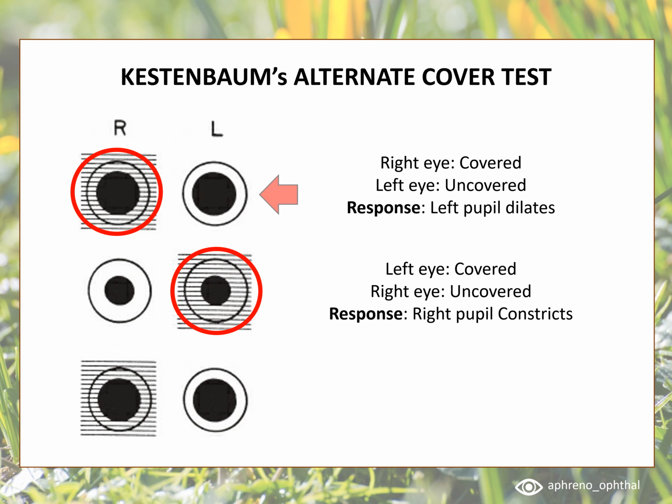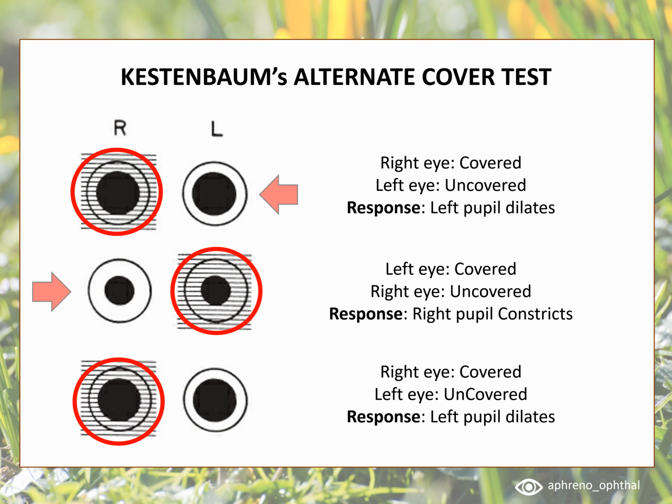When you alternate and cover the affected left eye, the uncovered normal right eye constricts. When you alternate again and cover the normal right eye, uncovering the affected left eye, the left pupil dilates. The greater the afferent pupillary defect, the more dilated the pupil will be. This is the Kestenbaum's alternate cover test.